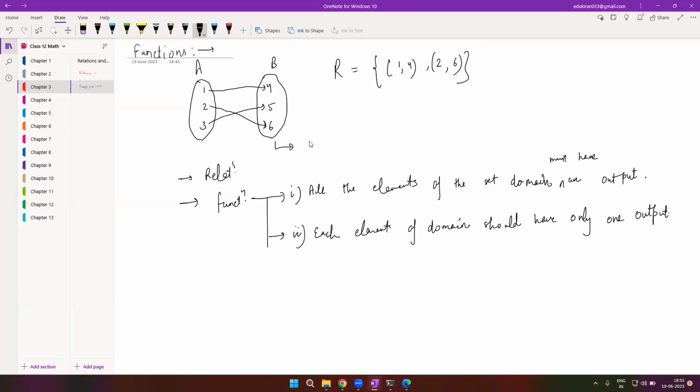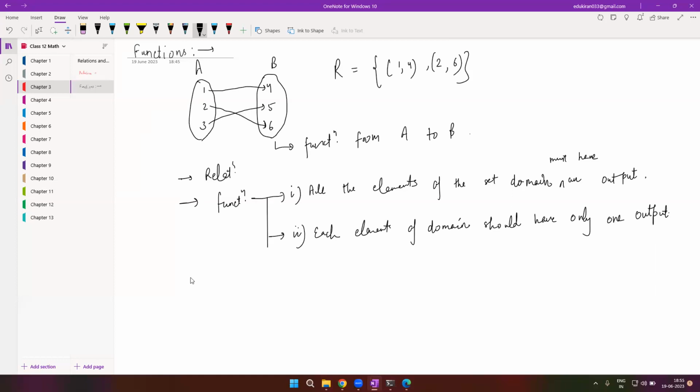So right now, this is a function. We can say that this is a function from A to B, because it is satisfying both the conditions. The first condition is every input has an output, and every input has only one output, not more than one output.